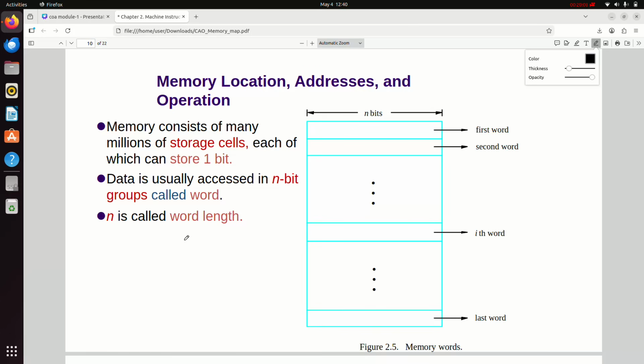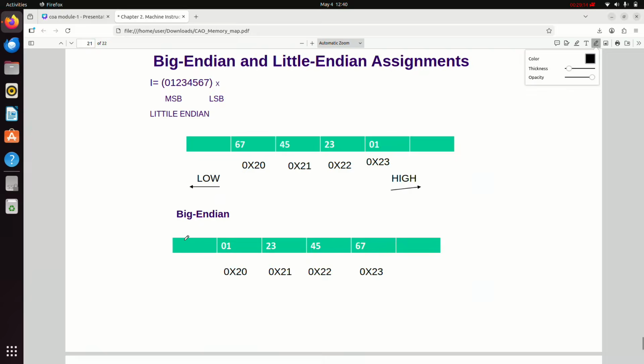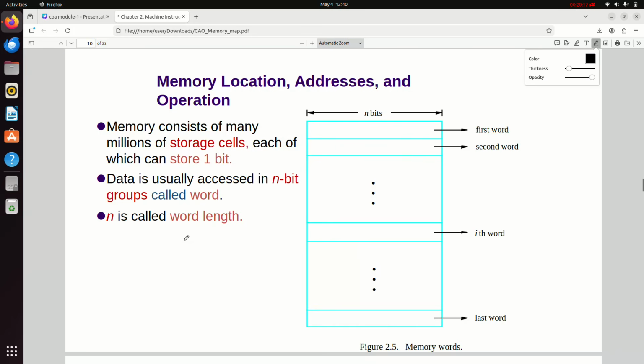Now we have to understand another important thing, which is endianness. First of all, we have to understand memory location, address, and operation. The memory consists of many millions of storage cells, and each can store only one bit. Data is usually accessed in n-bit groups, called a word, where n is the word length. This we already know. Memory contains a lot of storage cells, but each cell can store only one bit of data. But we know, 1 bit means what? What does 1 bit represent?